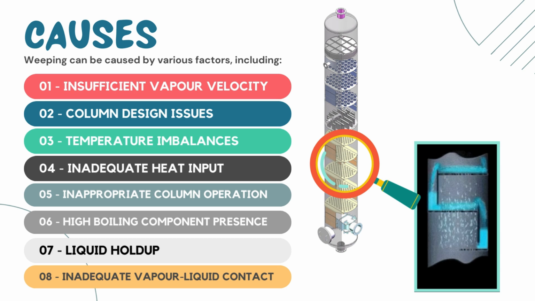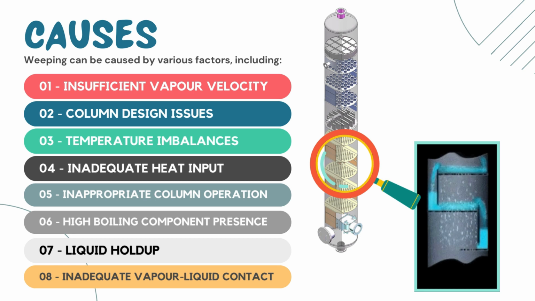Okay guys, now the next factor is the presence of high boiling components. Okay, the presence of high boiling components in the feed can contribute to weeping, and these components may not vaporize easily, leading to the formation of liquid droplets within the column. Here in these cases, due to high boiling components, the component does not have the tendency to form vapor, due to which the vapor load will be less and the liquids will penetrate through the holes and come down to the next tray. Okay guys, so this will lead to weeping in a distillation column.